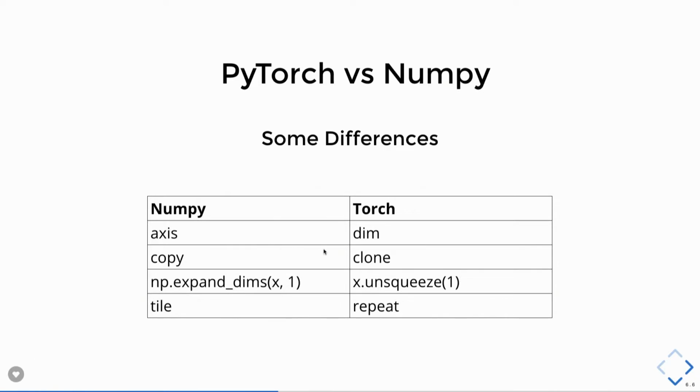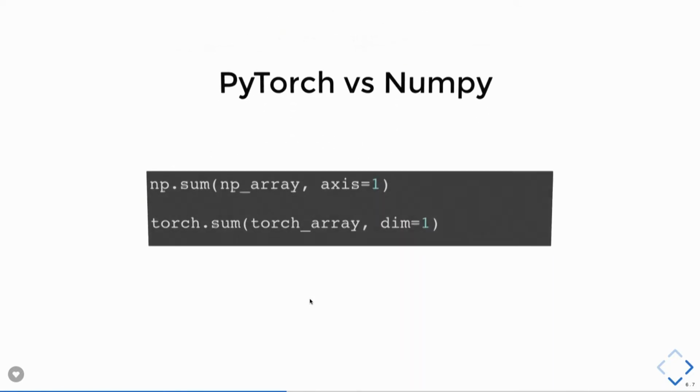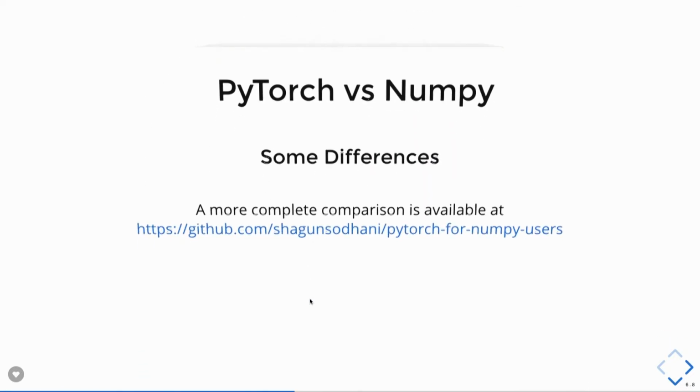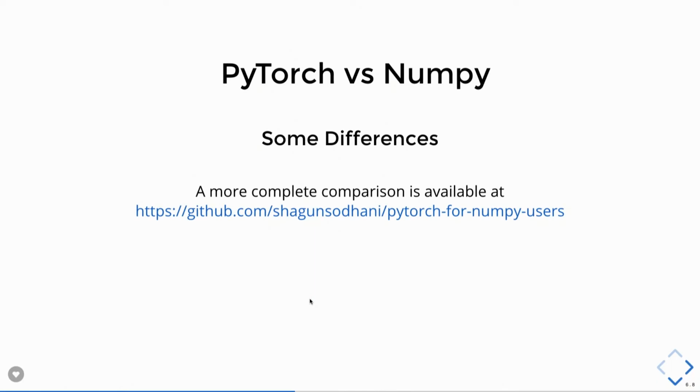Instead of a copy function, you have something called clone in PyTorch. And instead of np.expand_dims, you would call something like unsqueeze. Instead of tile, you would call something like repeat. So there are some differences, and it's not a one-to-one mapping, and these differences have been described more completely here.